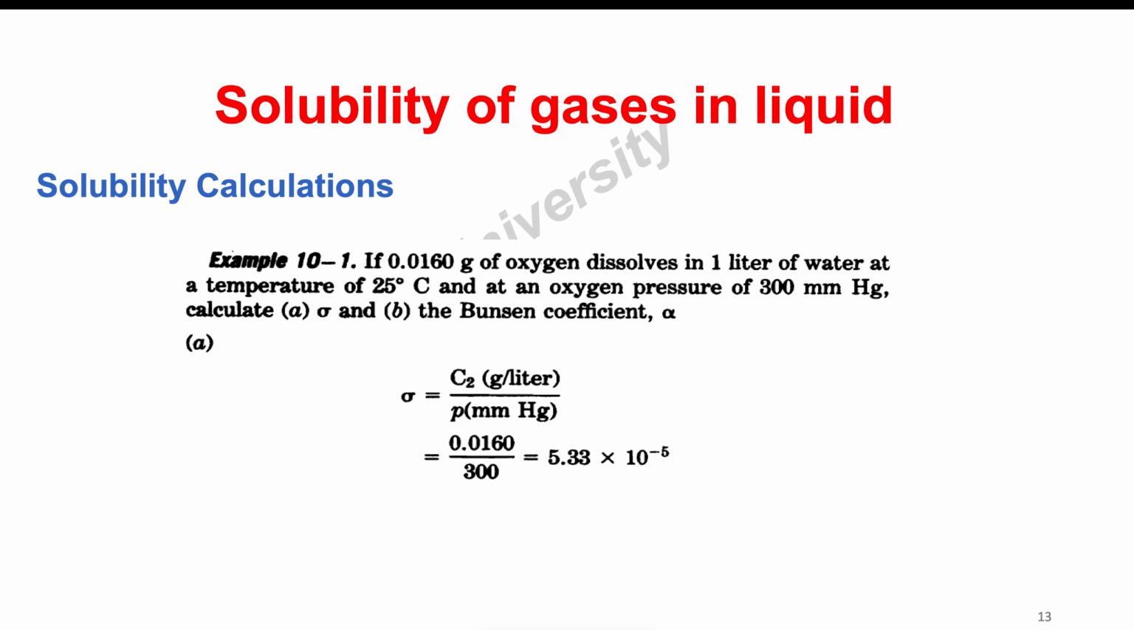Our first example is from the book, example 10.1. It says: if 0.0160 gram of oxygen is dissolved in 1 liter of water at a temperature of 25 Celsius and at an oxygen pressure of 300 millimeters of mercury, right, calculate the inverse of Henry's law Q0 and the Bunsen coefficient alpha, okay.